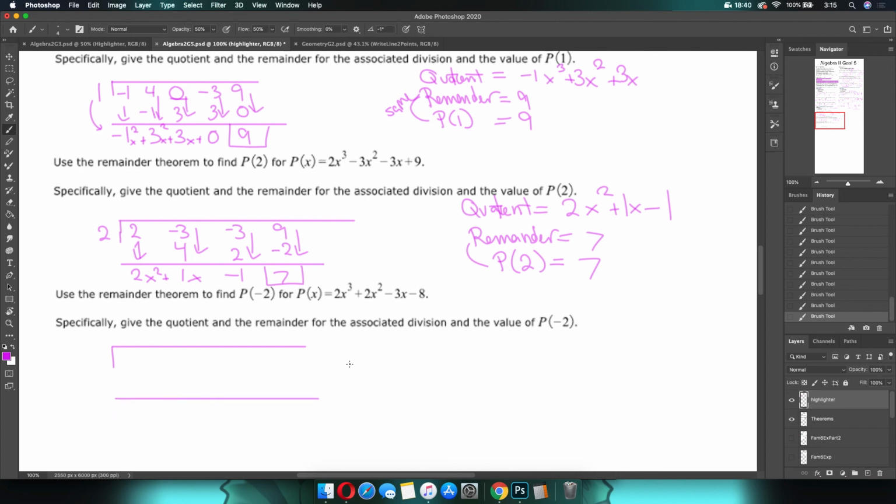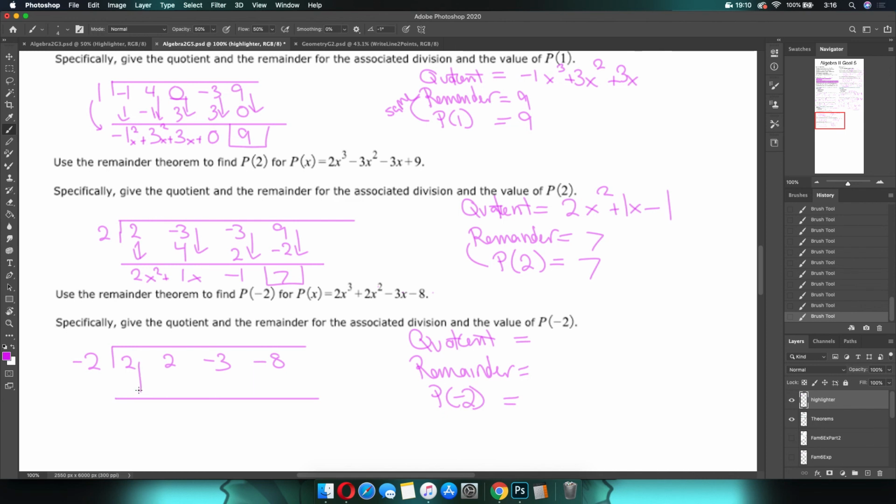It's just you need to remember your synthetic division on demand, especially where the topic itself gave you the setup. Now you have to do the setup on your own. So 3, 2, 1, 0. Every single exponent is accounted for. So we have 2, 2, negative 3, negative 8. And we're going to have quotient, remainder, and the P of negative 2 equals.